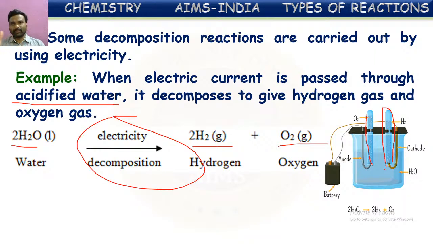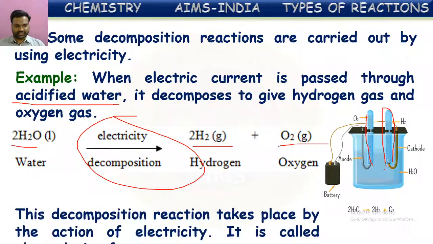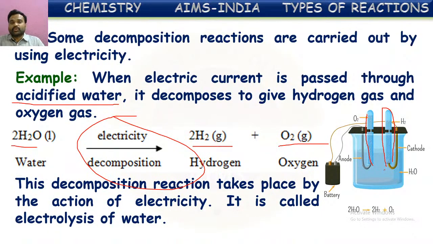That is called decomposition. And here water is decomposed in the presence of electricity, and hence this is also called electrolysis of water. Electro means electricity. Lysis means splitting into simpler substances. Electrolysis means splitting of a substance into simpler substances in the presence of electricity. Water is splitting into simpler hydrogen and oxygen in the presence of electricity. Hence it is called electrolysis of water.